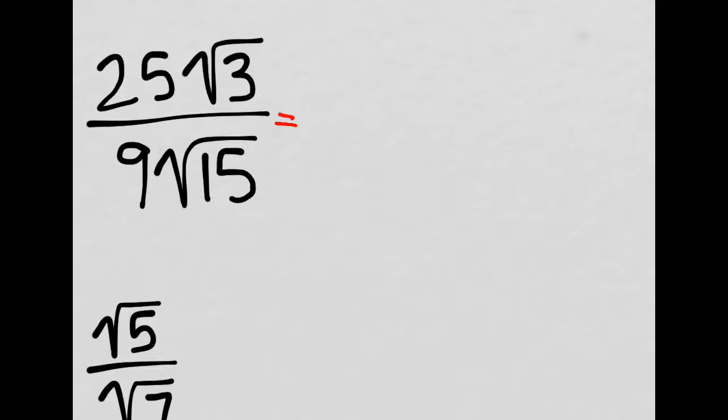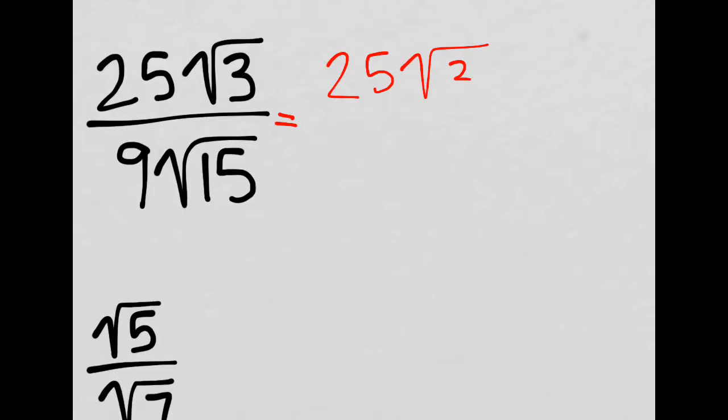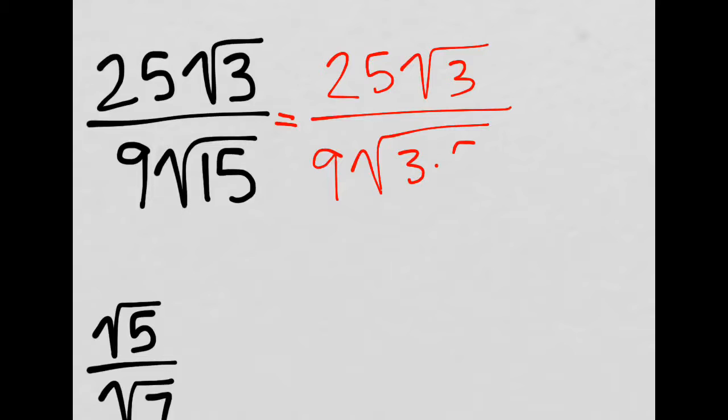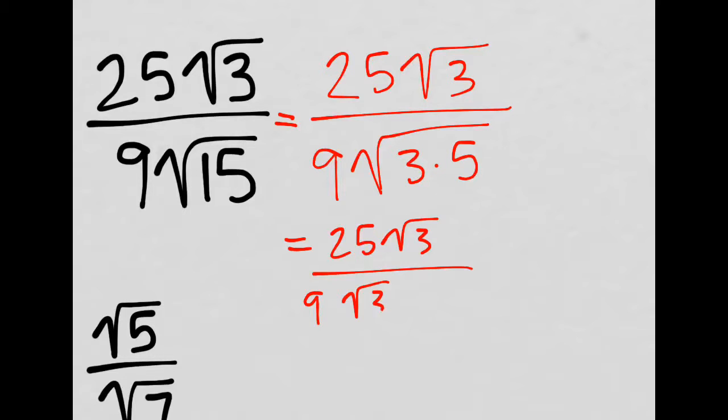I can take my rule that I learned about multiplying. Oops. There we go. And I could say that the square root of 15 is really the same thing as the square root of 3 times 5. So this is 25 times the square root of 3 all over 9 times the square root of 3 times the square root of 5. See how I can apply that rule to both of them? Now, if I have a square root of 3 on the top and I have one in the denominator, that is going to cancel. Okay? So I can then say I actually just have 25 over 9 times the square root of 5.